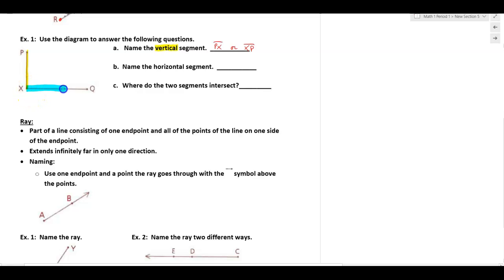Now the horizontal segment would be the one that's horizontal, and I can name that segment XQ or QX. When I talk about where these 2 segments intersect, where do they intersect? Well, they meet each other right at this corner here, and that's at point X. And I don't have to write the word point. I could just put X. And that tells me that's the point of intersection.